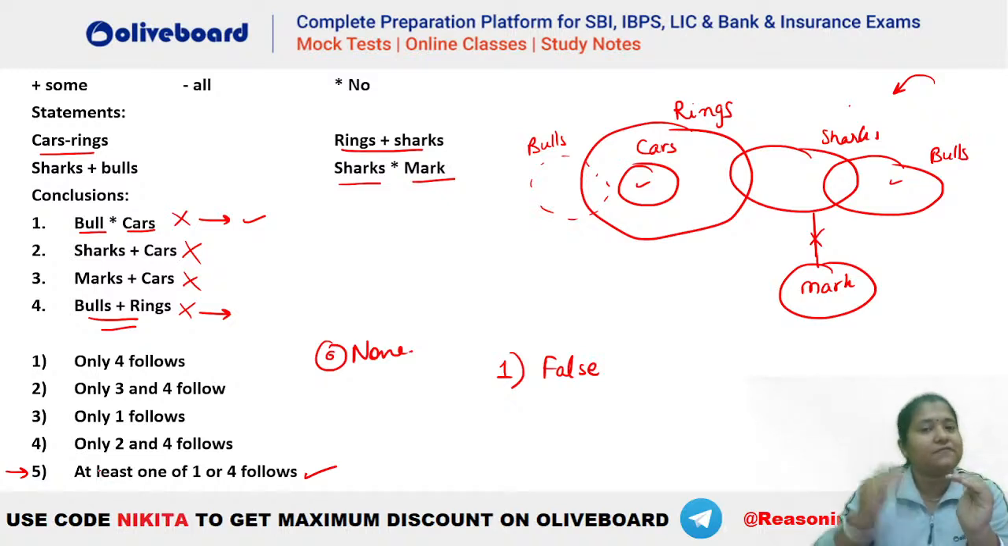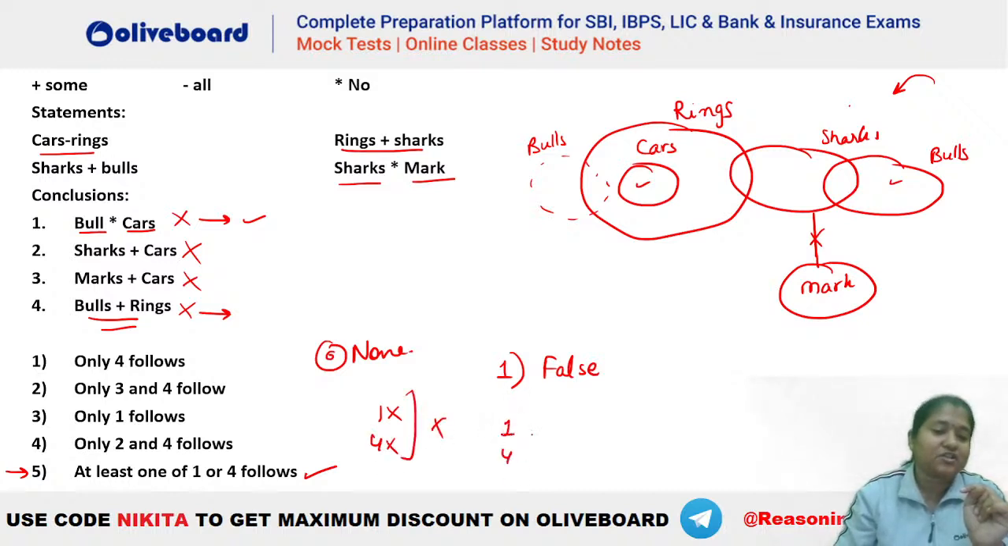Either or means when the first is true, the second becomes false. When the second is true, the first becomes false. In option number 5, we are saying that at least one of them has to be definitely true. Either one of them has to be true. It cannot be possible that both of them are false, right? That one is also false, 4 is also false. This is not a situation.